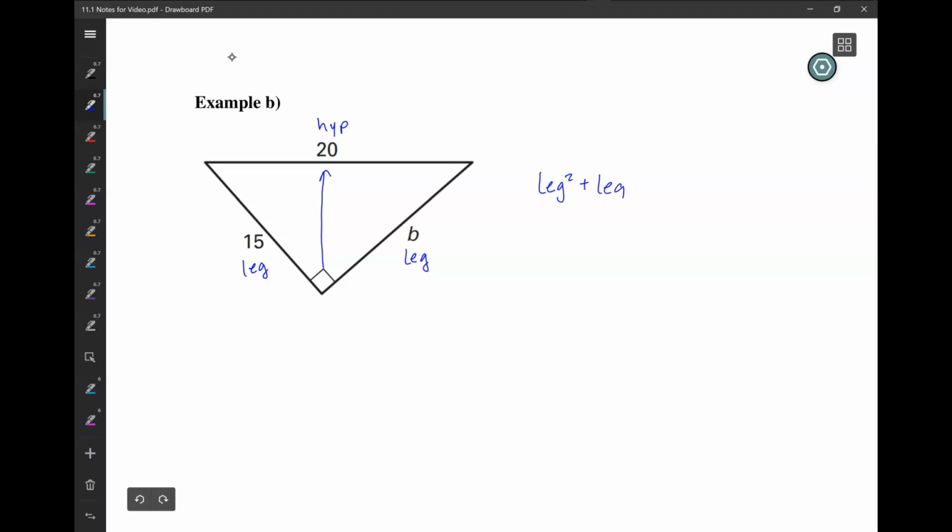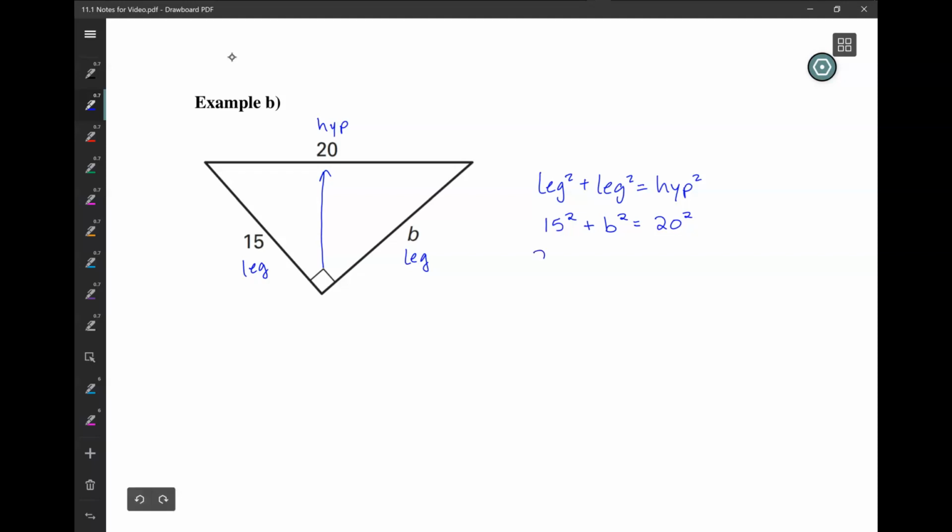So leg squared plus leg squared equals hypotenuse squared. It doesn't matter which one you put in first. If you want to write 15 squared plus b squared equals 20 squared, that's fine. If you want to write b squared plus 15 squared equals 20 squared, that's fine. What's important is that the 20 squared is the one by itself on this side, because the hypotenuse squared needs to be by itself.